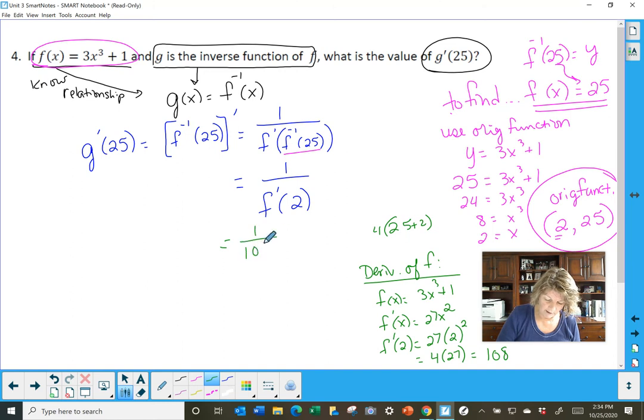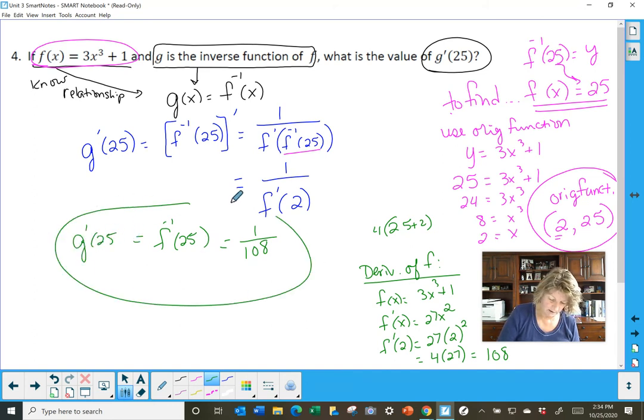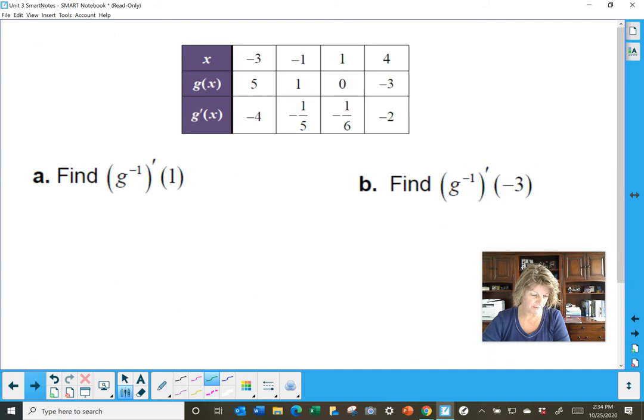1 over 108. F inverse of 25. They really ask what's g prime of 25. I can connect all my lines of thought there, and we got it. That is a problem that really takes it from ground level all the way up, where you had to find a lot of stuff on your own. You may need to re-watch that problem.